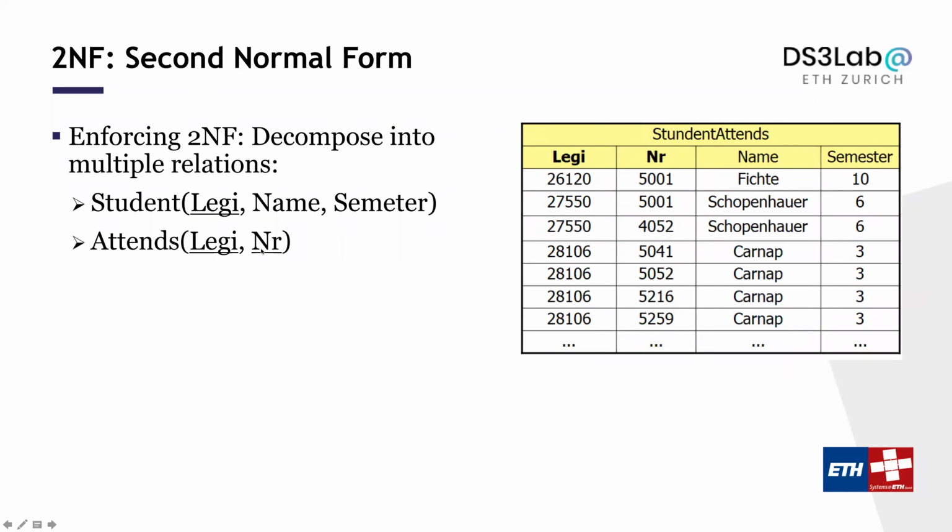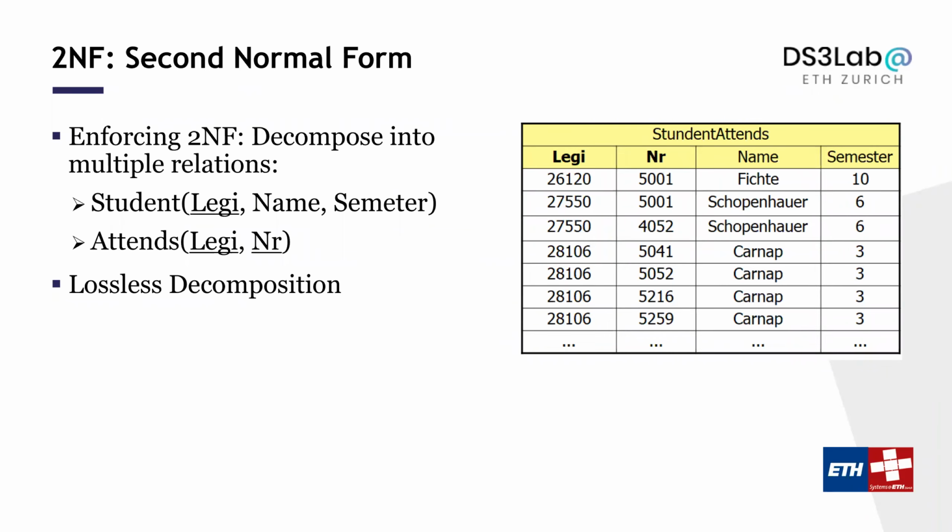By decomposing the students attend relation into 2 relations, one for students and one for attendance, you can enforce second normal form in each of these relations. If you look at students, Leggy is a key, and it only has functional dependencies from Leggy to name and Leggy to semester. So you do not have a non-key attribute, name or semester, that depends on a subset of a key. So students is in second normal form. Similar for attendance: it only has 2 attributes, the combination is a key, so attendance is also in second normal form.